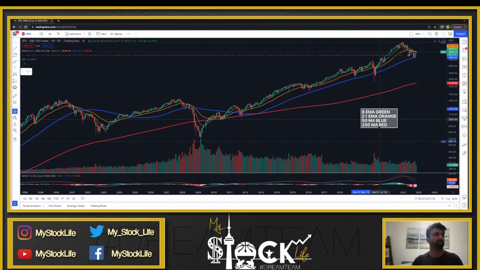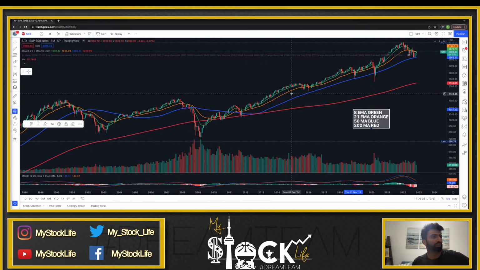Okay, here we go. So the 8 EMA is green, this right here, the skinny green line, and then the 21 EMA is orange, and then the 50 is blue, and then the 200 EMA is the red.